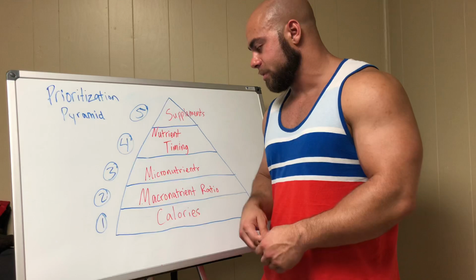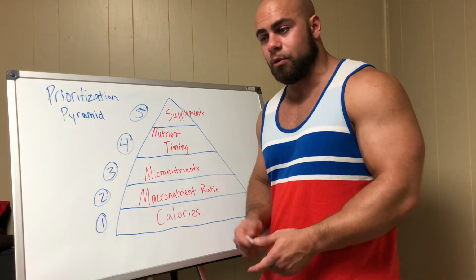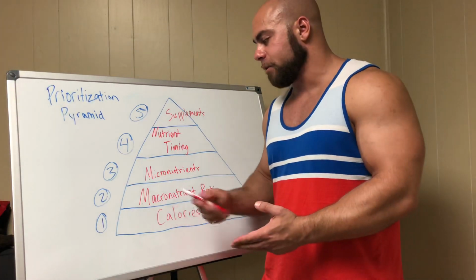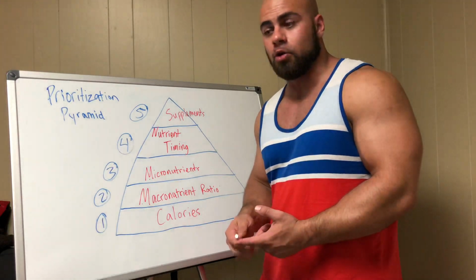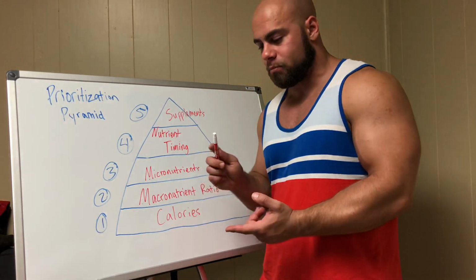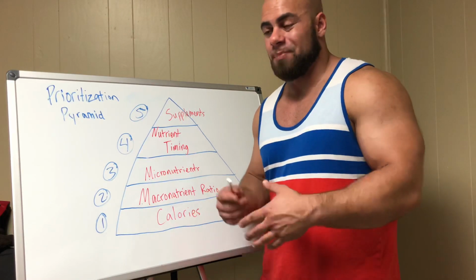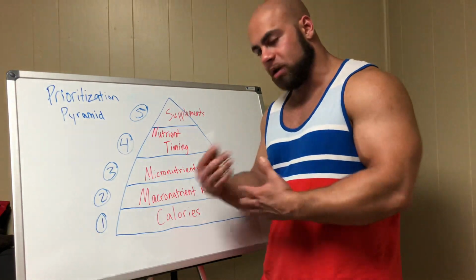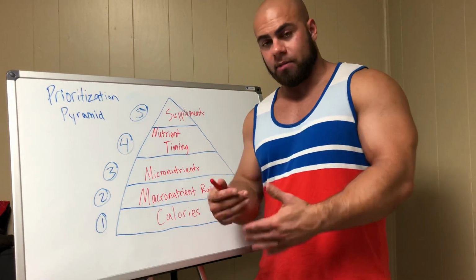Number two is going to be your macronutrient ratio. Calories determine whether you lose, maintain, or gain weight. Macronutrients are going to determine what type of weight you're losing or gaining. If people want to lose weight, typically they want to lose fat. If people want to gain weight, typically they want to gain muscle. So you can manipulate your macronutrients, and let me go ahead and list them out for you.